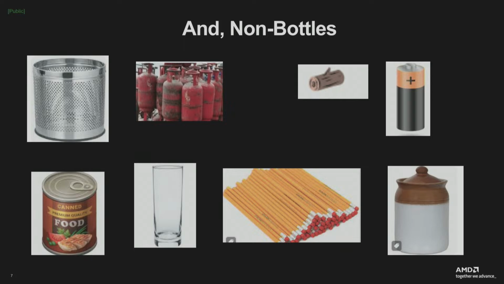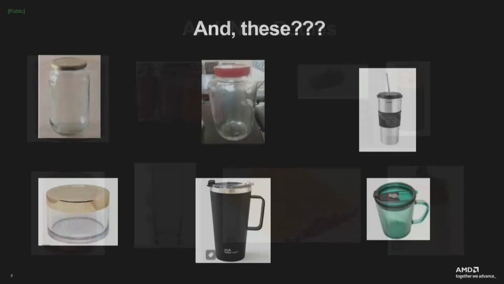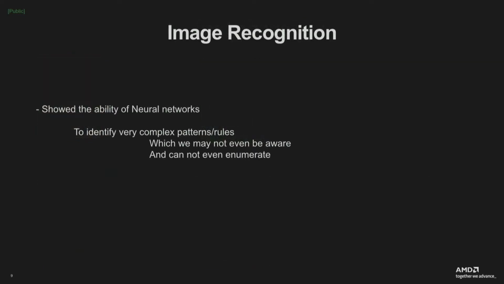So what is so very obvious to us, for a computer is not that obvious. But the bigger thing is, some of these we can even debate, which of these is a bottle, which of these is not even a bottle, right? These are more of a jar than a bottle, but that's okay. The point is that this concept of image recognition was able to establish something very profound.